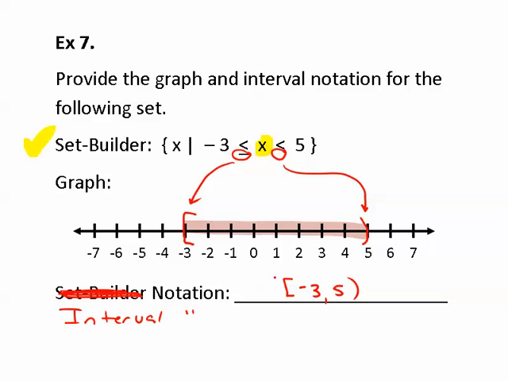The bracket and parentheses are important. The bracket tells us it includes -3, and the parenthesis tells us that it does not include +5. So once again, the interval notation is bracket, -3, comma, 5, parenthesis. Once again, all three of these are saying the same thing. They're all talking about the same set of numbers, whether we're talking about the set builder notation, the graph, or the interval notation.